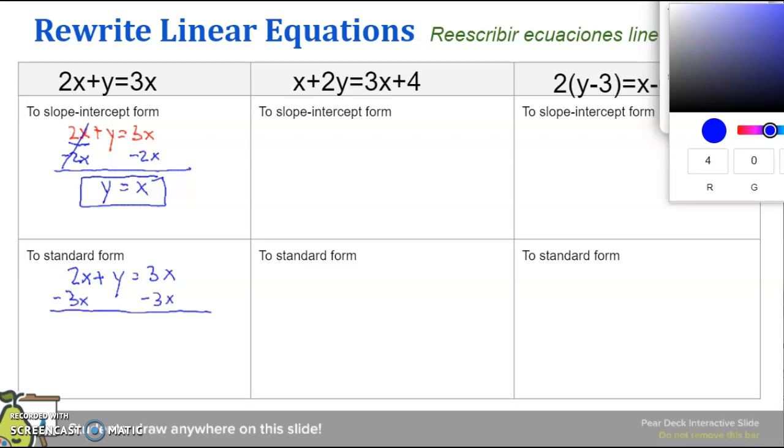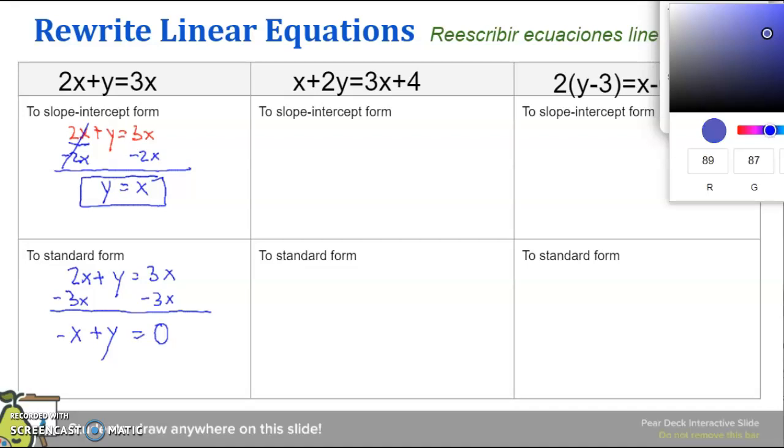Okay, so then what happens on the right hand side? 3x minus 3x, that is just 0. So I can actually put 0 right here because there is none on the right hand side. So we have a 0. You can't just leave it blank, you need to write 0. And on the left hand side you have 2x minus 3x, which is going to be negative x plus y. So negative x plus y is equal to 0. This is my standard form.